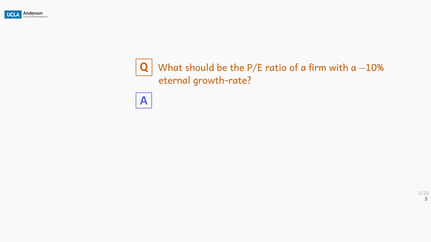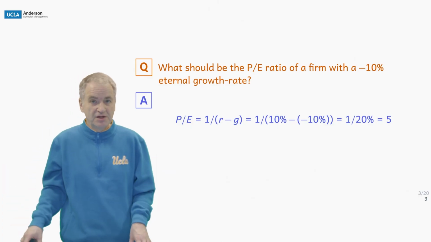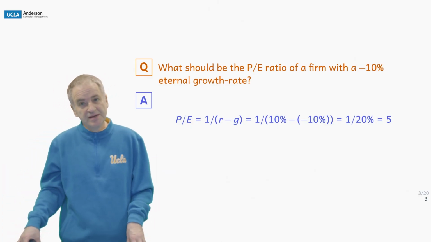What should be the PE ratio of a firm with a minus 10% eternal growth rate? Please pause this video now, answer the question on a piece of paper, and then continue. I'll use the same formula. Just plug in minus 10% this time, and the answer that you get is 5.